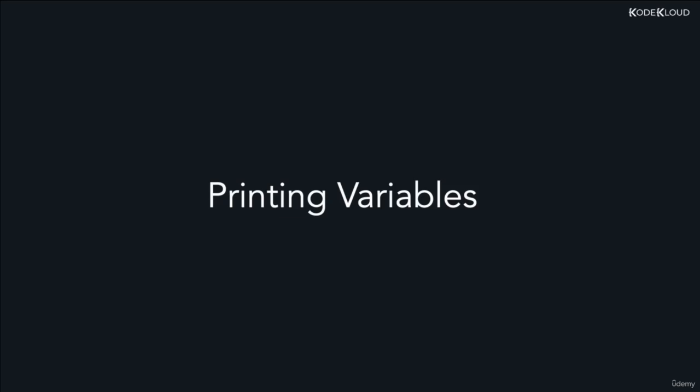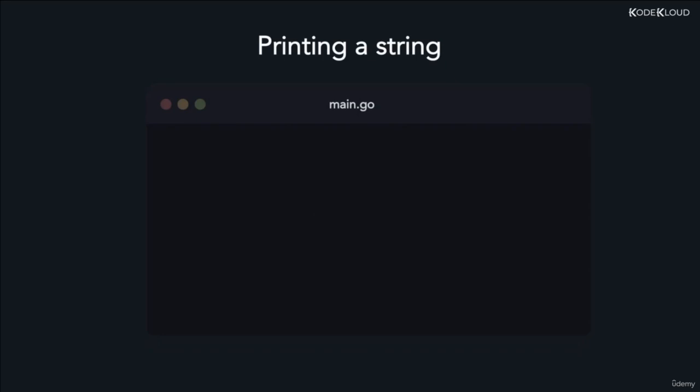Now, before we learn more about variables, let's see a few methods of how we can print variables in Golang. We've already learned how we can print strings in Golang using the Println function of the fmt package. Let's see how we can print strings and multiple variables together. Starting with printing a string.